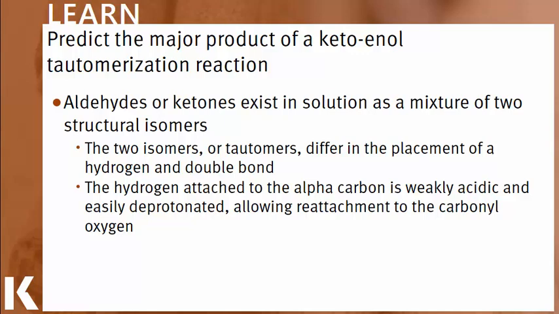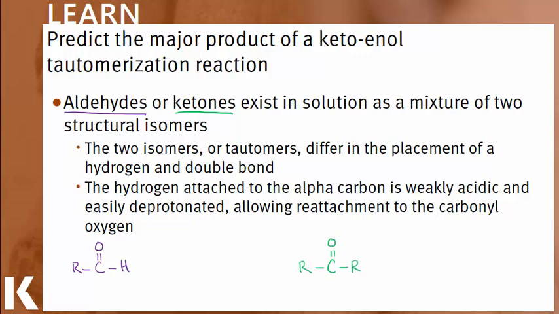These functional groups can be identified by their carbonyl group, a carbon double bonded to an oxygen. The general formula of an aldehyde is the carbonyl bonded to a hydrogen and an R group, where the R represents a hydrocarbon substituent. A ketone is very similar and can be written with the carbonyl bonded to two R groups on either side of the carbon.